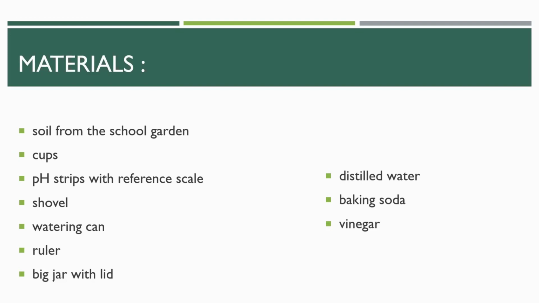Materials for all three of the activities connected to soil are soil, of course, from the school garden, cups, pH strips with a reference scale, a shovel, a watering can, a ruler, a big jar with a lid, and optionally distilled water, baking soda, and vinegar.